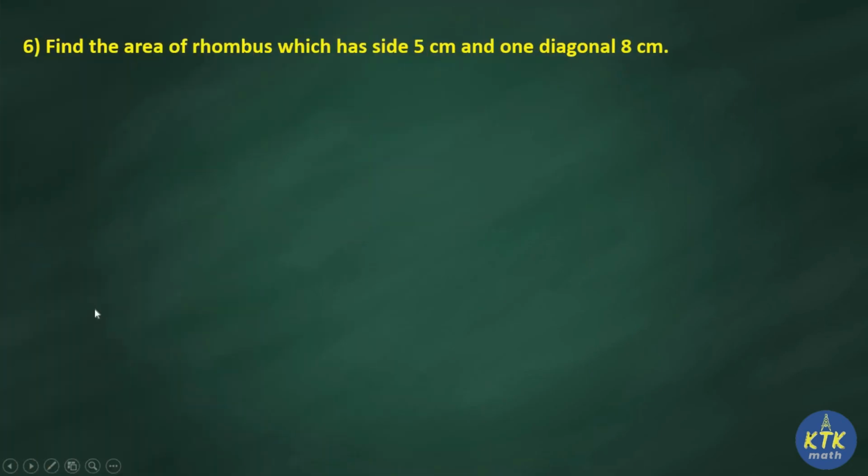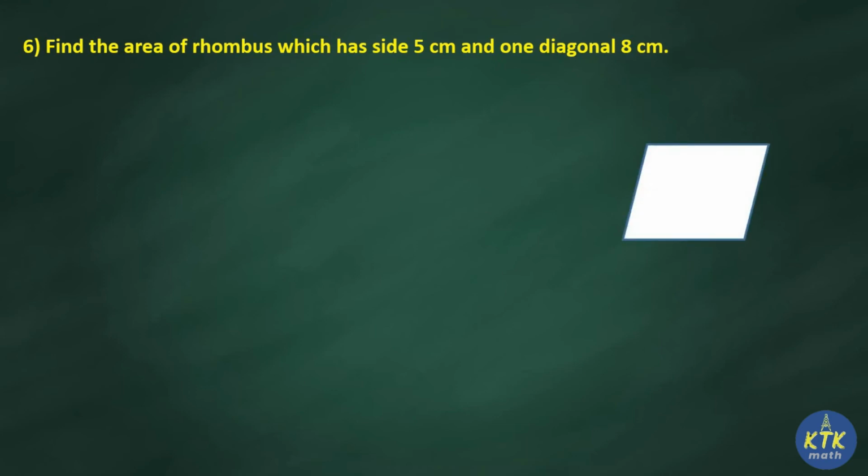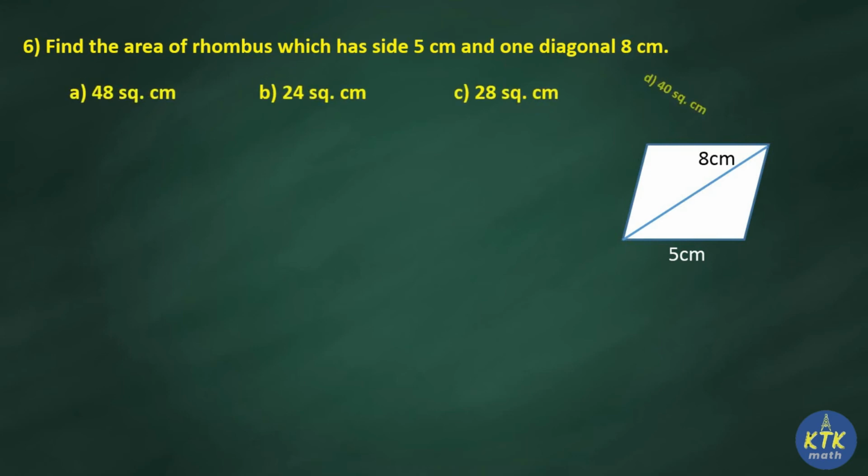Question number 6. Find the area of rhombus which has side 5 cm and one diagonal 8 cm. So I hope you know about rhombus. It's a slanting square. They mentioned one diagonal 8 cm and another base 5 cm, that is side. Okay, options are given as 48, 24, 28 and 40.